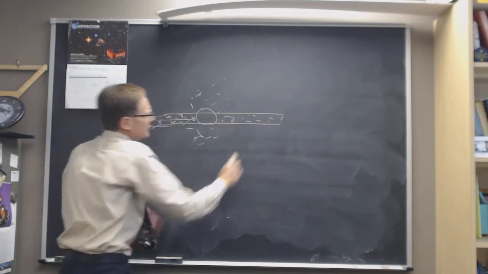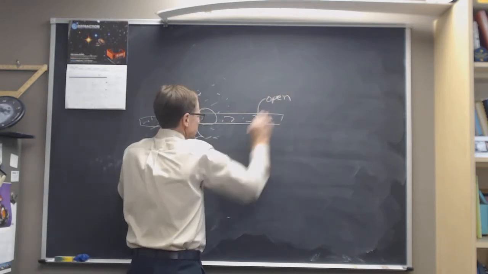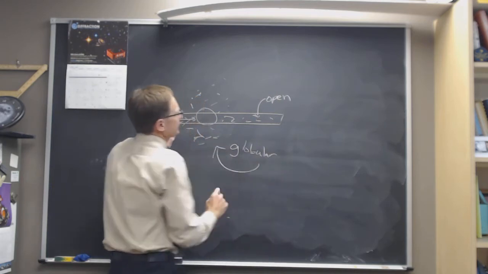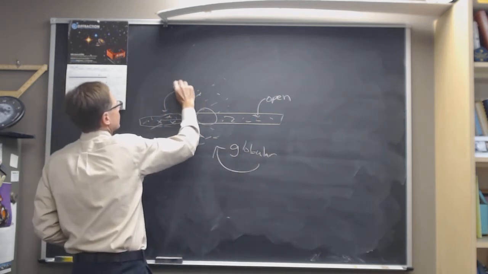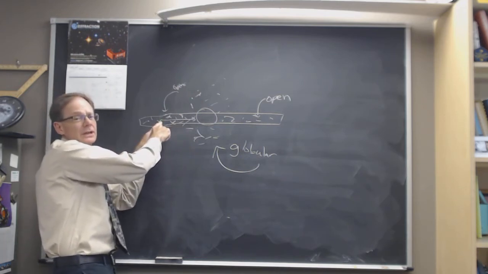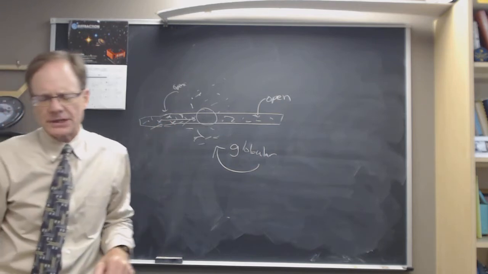So they have very different distributions. Open star clusters, globular star clusters. We can have open star clusters that are very close to us, but we have to look toward the center of the galaxy to see the globular star clusters.